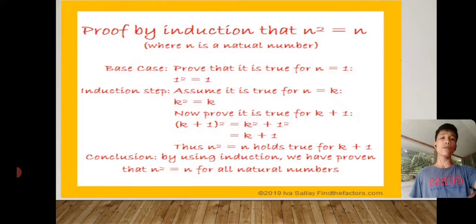Conclusion of this example: by using induction, we have proven that n to the power of 2 is equal to n for all natural numbers. As in the example above, we can say that n to the power of 2 is equal to n, where n is all natural numbers. This will end my discussion.